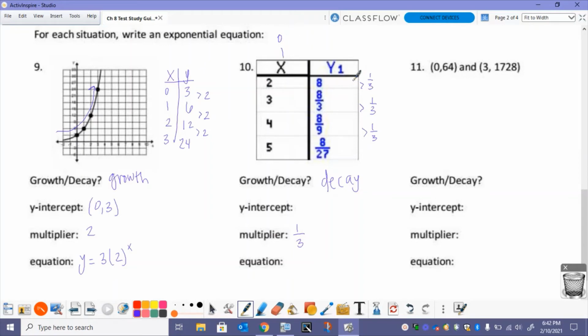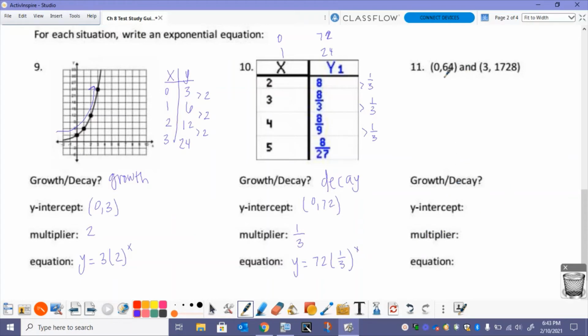So we need to find 1, and then we can find 0. 8 divided by 1/3 is going to give us 24, and 24 divided by 1/3 is going to give us 72. Remember, we're dealing with exponential growth and decay here, so the fact that we went from 72 to 8/27 is totally normal and actually makes sense with an exponential. So our y-intercept is (0, 72), and we can write our equation: y equals 72 times our multiplier, 1/3, to the power of x.